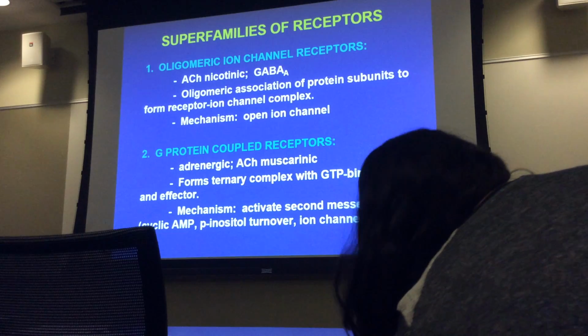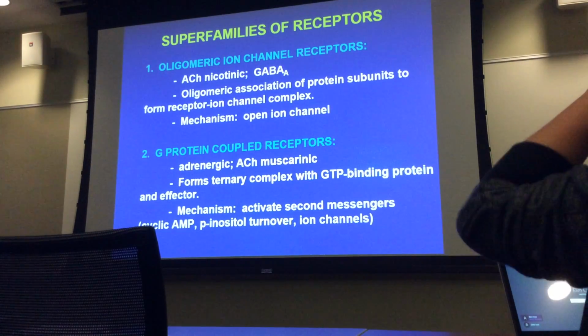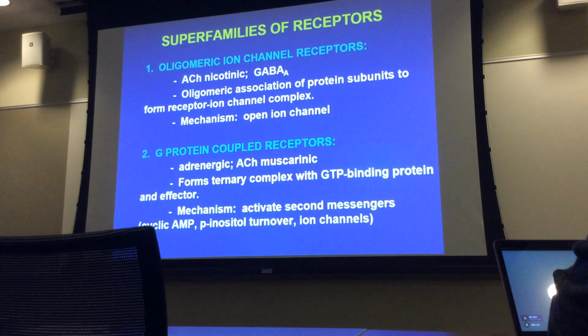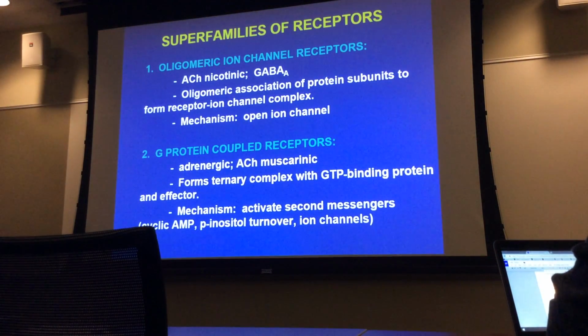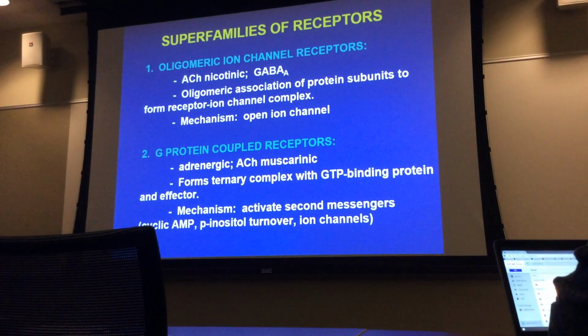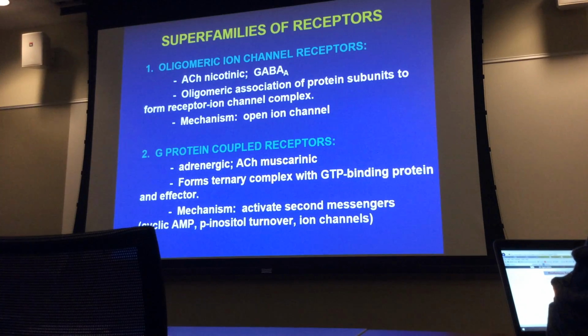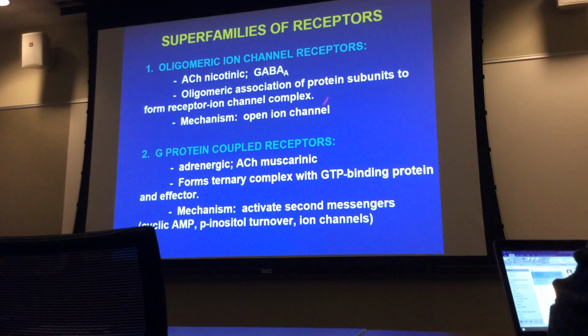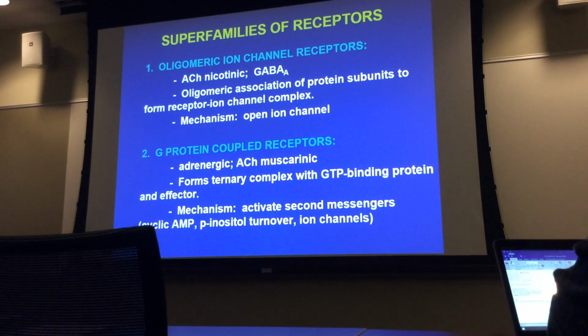I want to spend a couple of minutes going over the two major types of receptors that you see in the nervous system, and actually in a variety of other peripheral systems as well. And we can compare and contrast these things. There are other receptor superfamilies as well, but the two biggest superfamilies are the ion channel receptors, also called ionophoric receptors, and the G protein coupled receptors. A classic example of the oligomeric ion channel receptors are the cholinergic nicotinic receptors, which is of course part of your Homer problem.